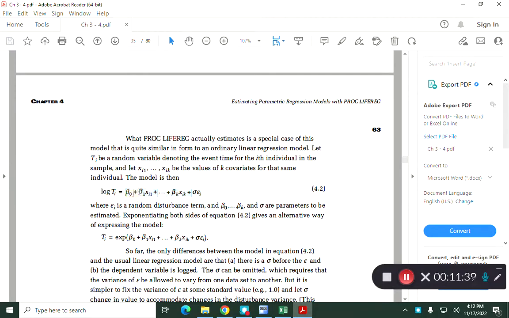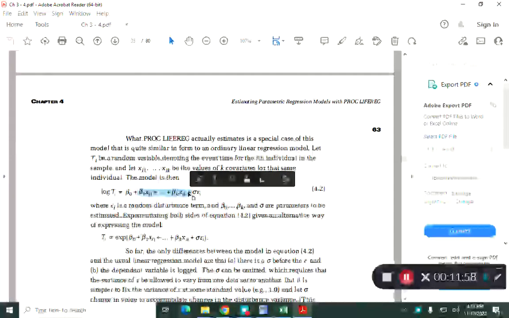To do your log t, you need this part. Agree? You need a beta 0. Do we have a beta 0? We have a beta 0, but we also need all this. Make sense now?